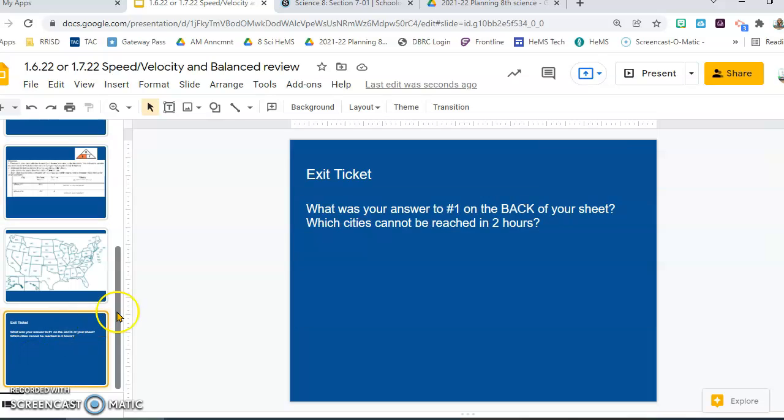And here's our exit ticket. If you want to ask what you think, which cities could not be? You're going to have to read that paragraph in more detail.